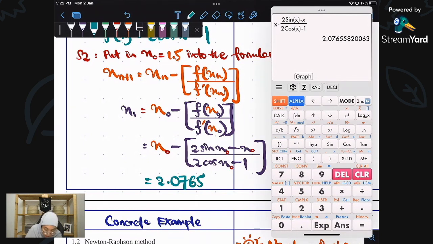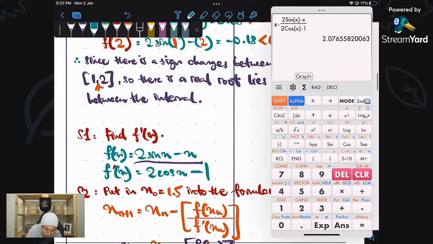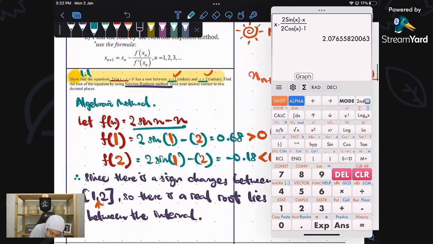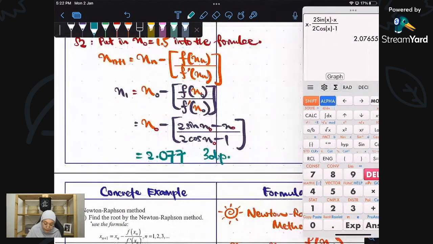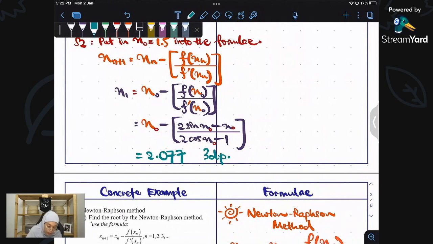Or we can stop? Okay, look back. Berapa decimal places yang diminta? Oh, dia minta 2 decimal places saja. Bila dia minta 2 decimal places, bermaksud kita bagi 3 decimal places di sini. 3 decimal places bermaksud 2.077. Okay, so here we go guys.